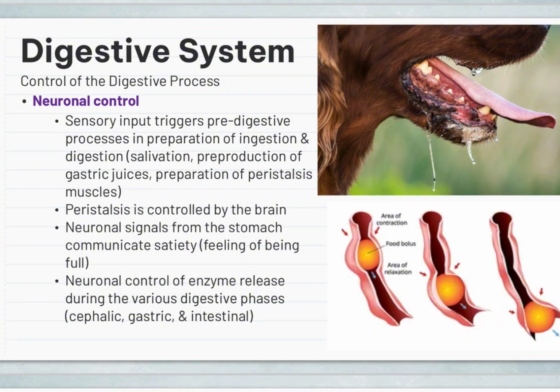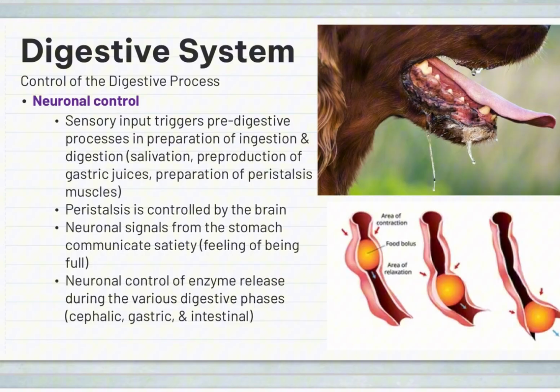Control of digestive processes. Neural control. Sensory input triggers pre-digestive processes in preparation for ingestion and digestion. So think salivation, the production of gastric juices, our preparation of peristalsis muscles. All of these things help us quicken the process of ingesting and digesting food.